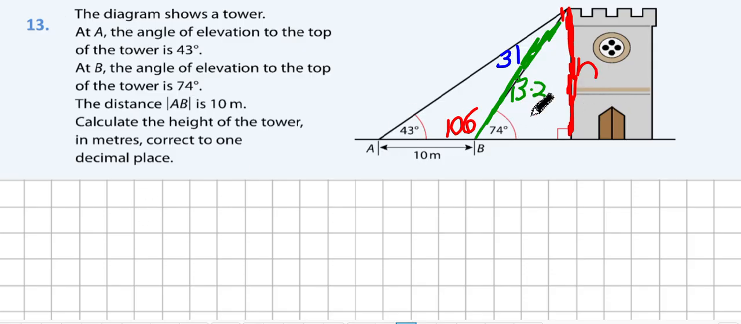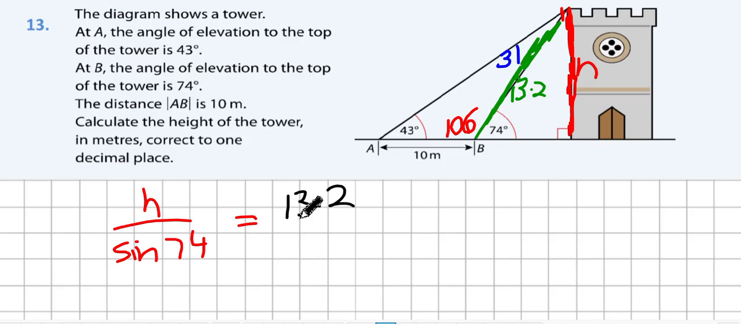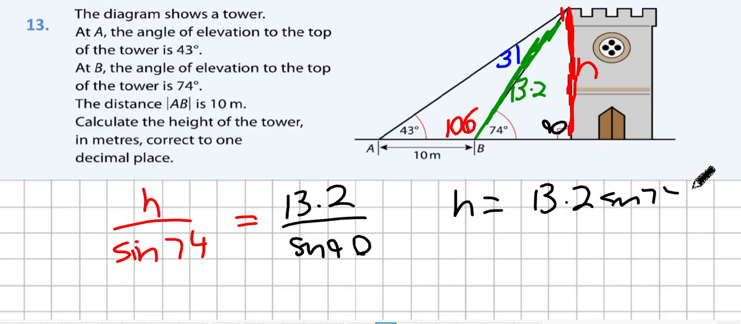So who's fighting? Who's H fighting? Yeah. Who's 13.2 up against? 90. And then what are you going to do with the sine 74 on the bottom? Bring it up, put it up beside the 13.2. What do we get, guys? 12.7. We'll just confirm that answer for somebody else and then we're good to go. 12.7.